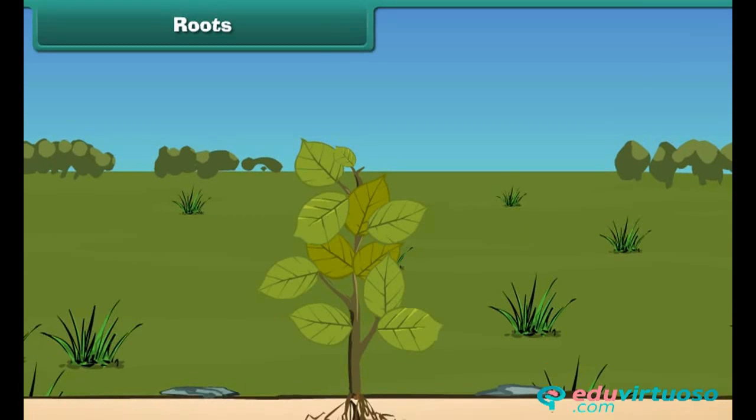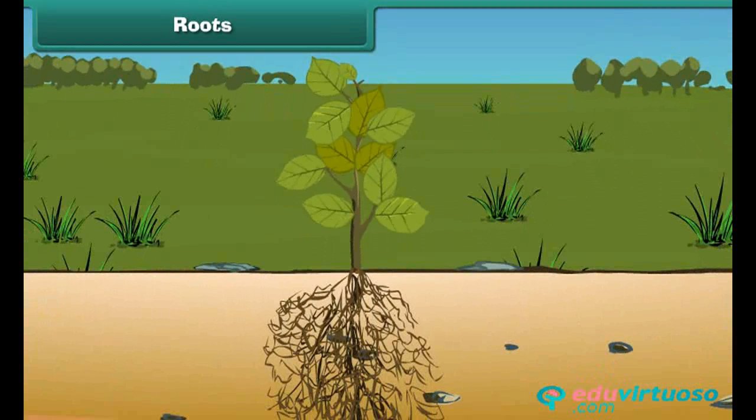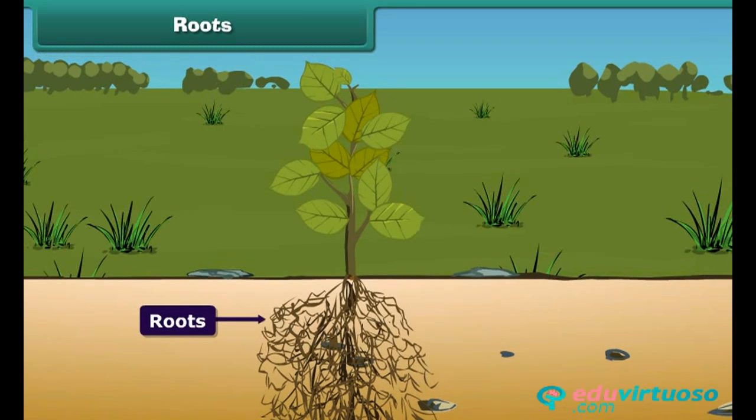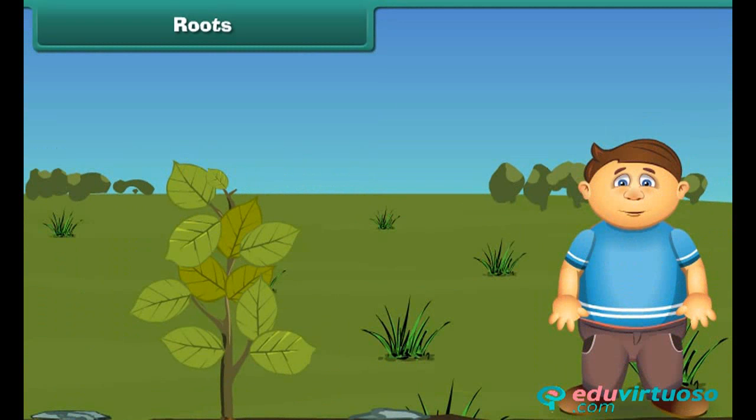You can see here the parts of the plant and their names. So just drag and drop the names in their respective boxes. Now, let's know the parts of the plant in detail. Let's start with the root.